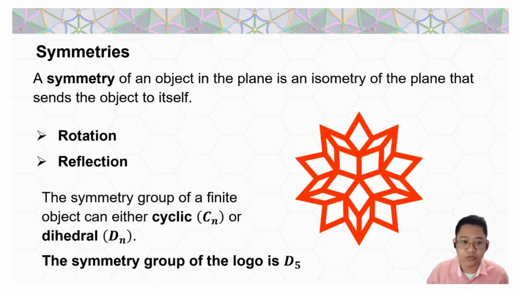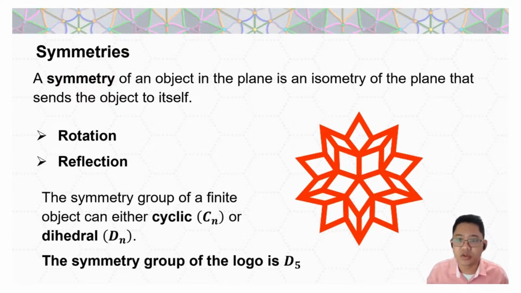Dihedral group of order 10. So it is denoted by D5. That means that it contains five-fold rotational symmetries, or that's 72-degree rotation, and also five reflectional symmetries. Okay, that's it for finite.